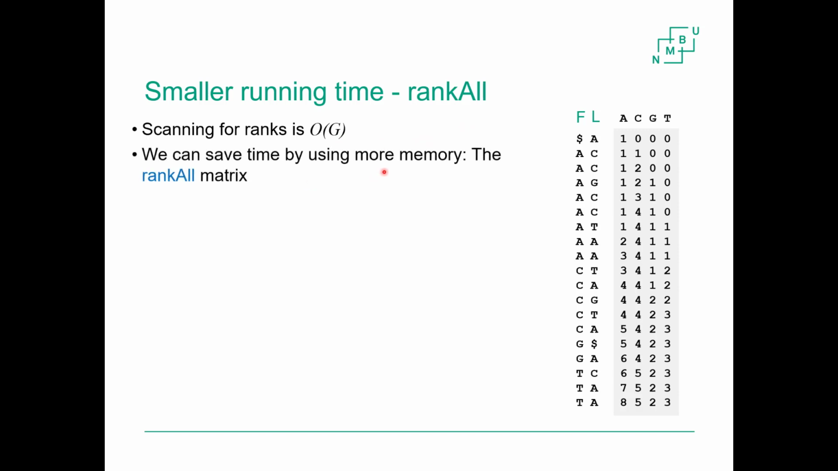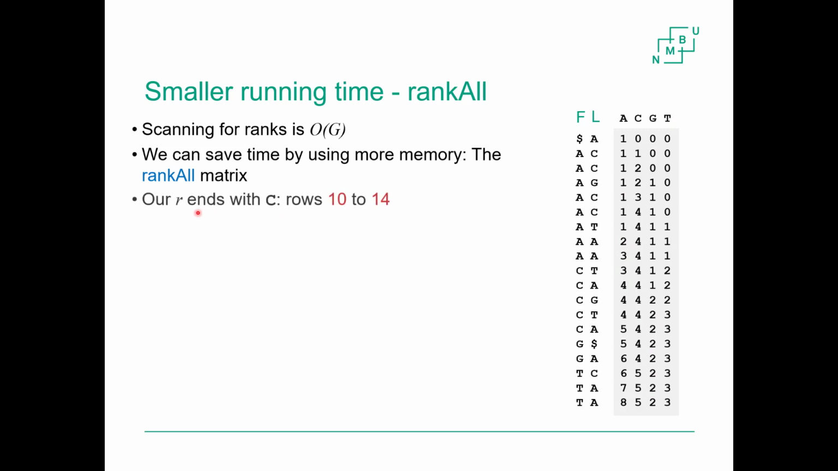So how can we fix this to make it faster? Well, we can use a trick like this. We can save time by using more memory, though, with what we call the rank-all matrix, and that's what you see out here in the gray now. So instead of having a single column with ranks, we now have a matrix with 1 column for each symbol, A, C, G, and T in our alphabet. So that's why we use more memory, but this makes the lookup much faster.